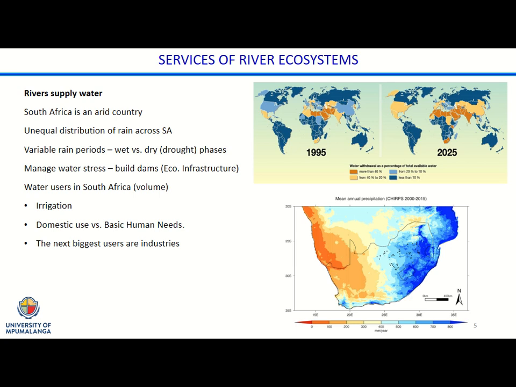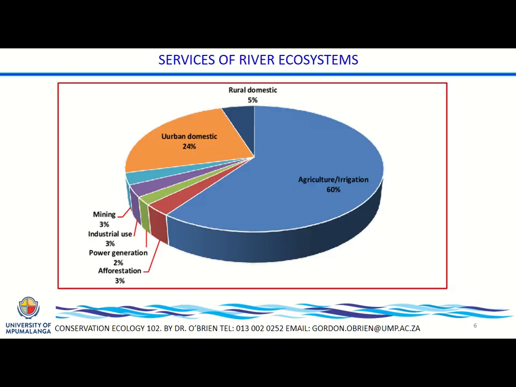Okay, now we're going to talk about the major users of water in South Africa from a volume perspective. And by far, the largest chunk of water that is being used in South Africa is by irrigation. Okay, irrigation, then domestic use versus basic human needs. We're going to talk about that. And then what are the next biggest uses? They're industry and mining, in combination.